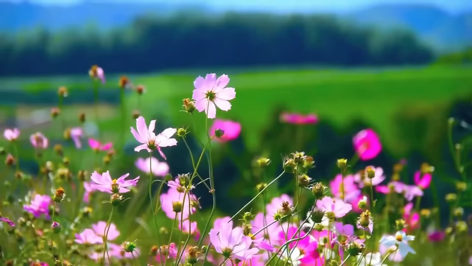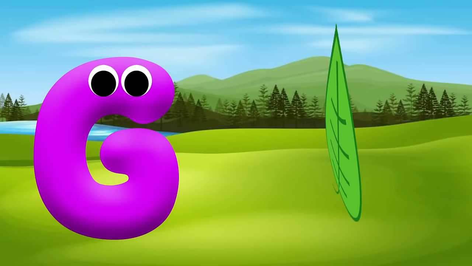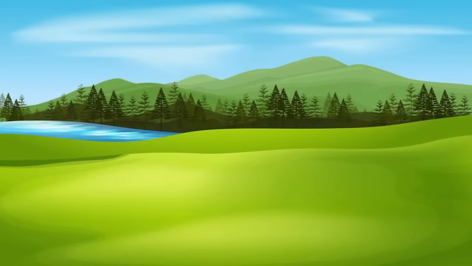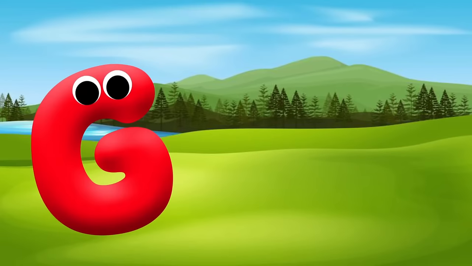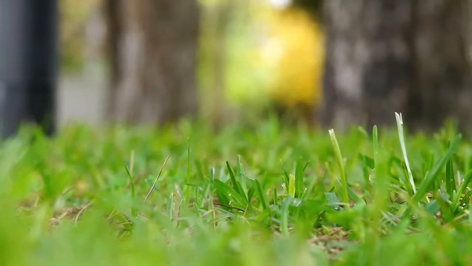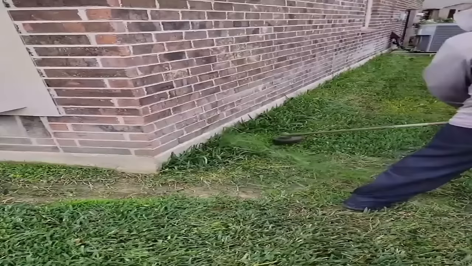G is for green, g, g, green. G is for grass, g, g, grass. G is for green. G is for grass.